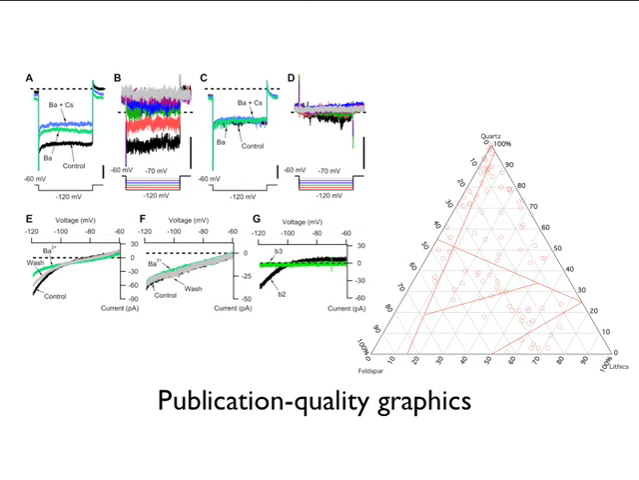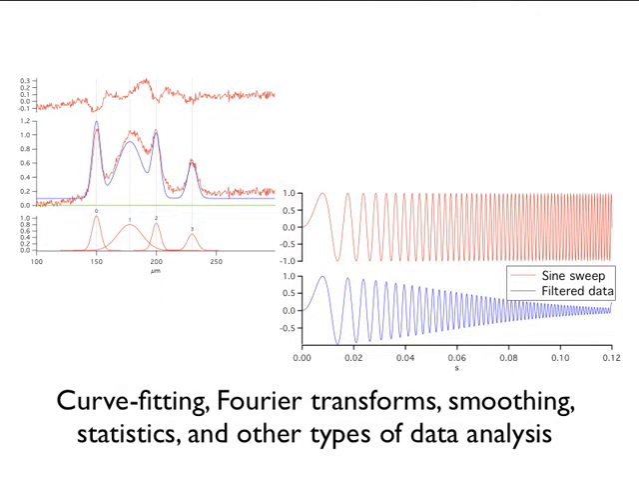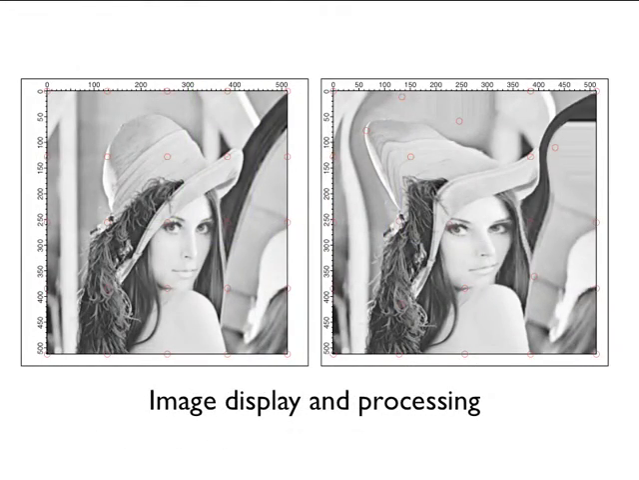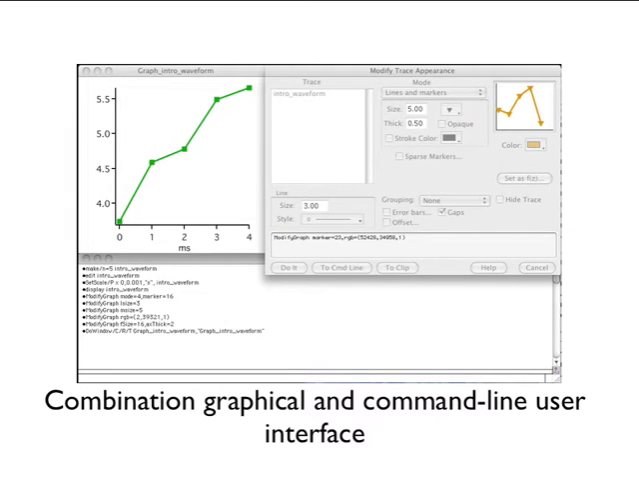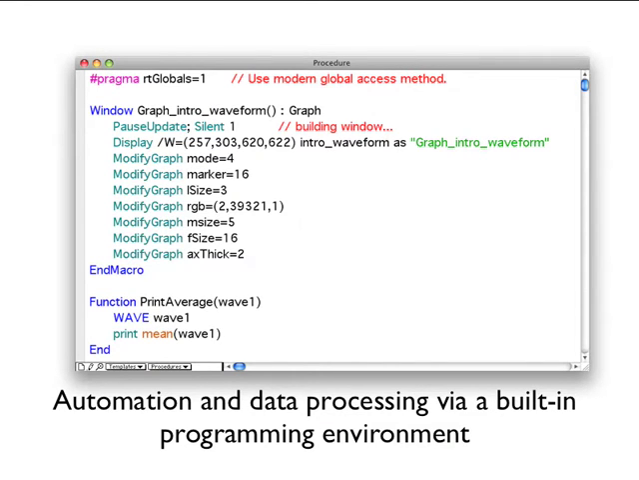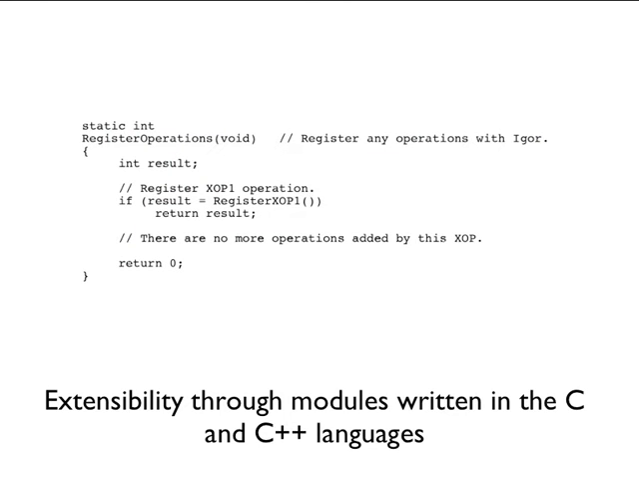Some features of IGOR Pro include the ability to create publication quality graphics, ability to handle large data sets, powerful curve fitting, Fourier transformations, smoothing, statistics, and other types of data analysis, waveform arithmetic, image display and processing, a unique combination graphical and command line user interface, automation and data processing via a built-in programming environment, and extensibility through modules written in the C and C++ languages.